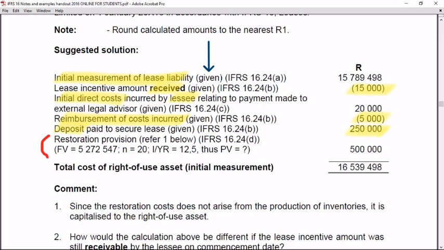If you have the obligation for future restoration costs, you need to calculate the present value of those costs and include it in the cost price of your asset. So it's exactly the same principles you've seen before. It is the future value of 5 million over a period of 20 years, the pre-tax discount rate, and you calculate the present value to be 500,000 Rand. All the information has been used, therefore the total cost of this right of use asset is 16,539,498.